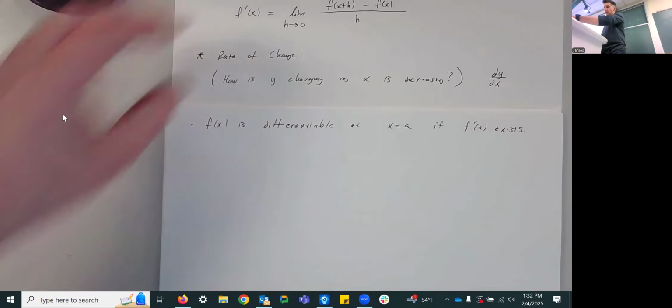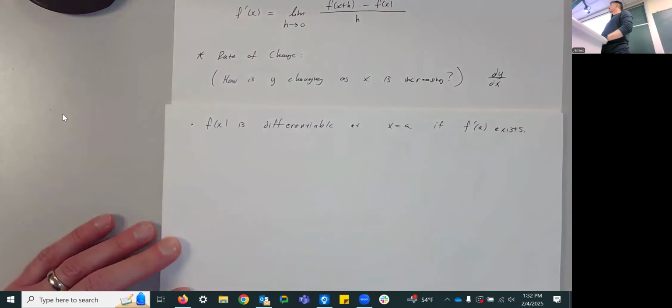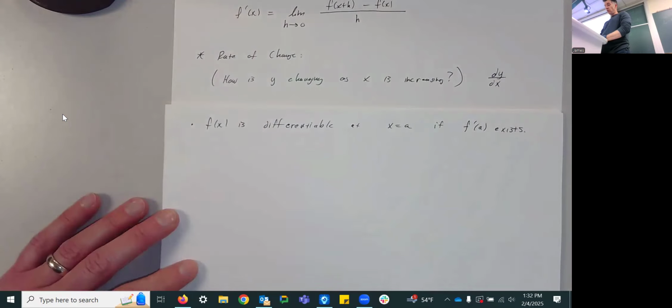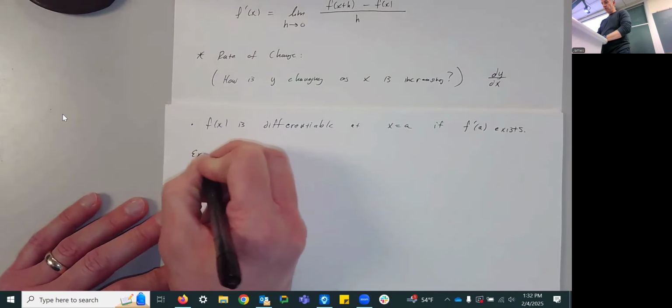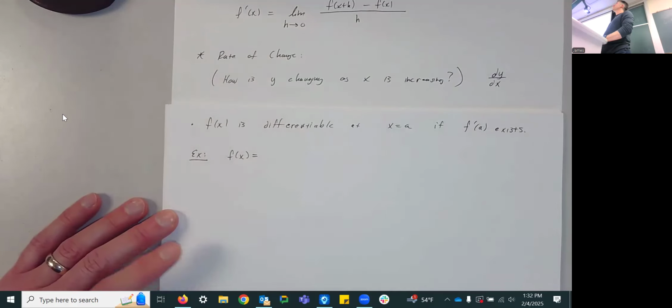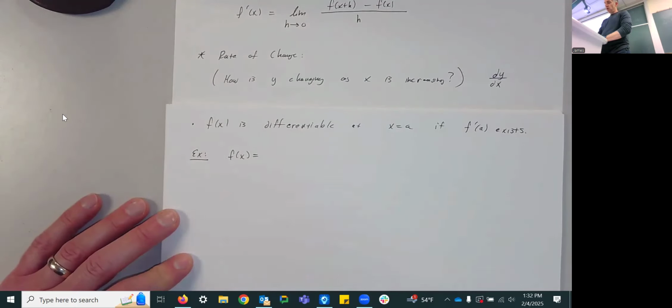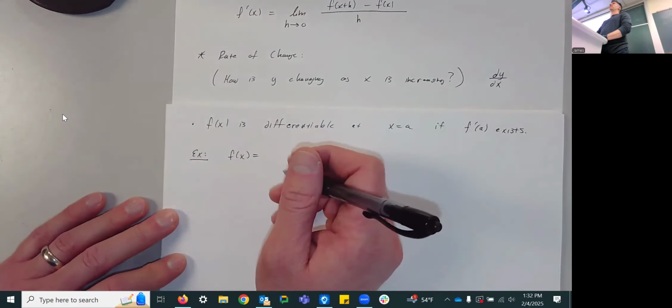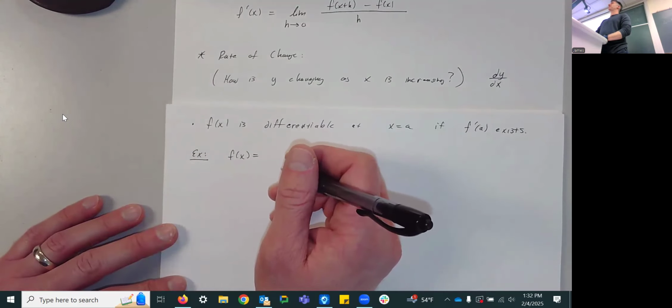All right. Let's look at some examples of functions that aren't differentiable in certain places. So, for example, f of x equal to, I don't want to get too crazy here. Let's see. Sure. The problem is I'm gonna write down the function that we have to take the derivative of. So let's be smart, James.